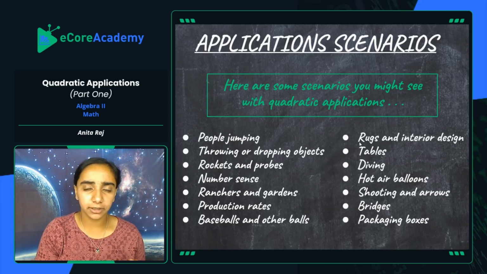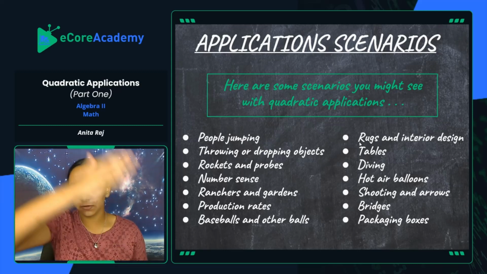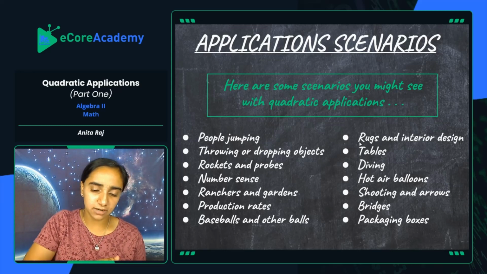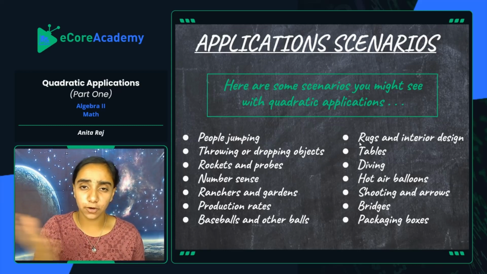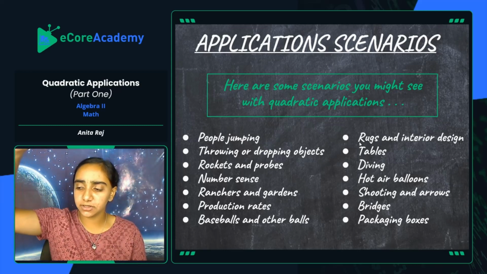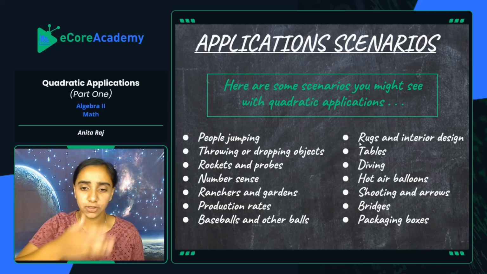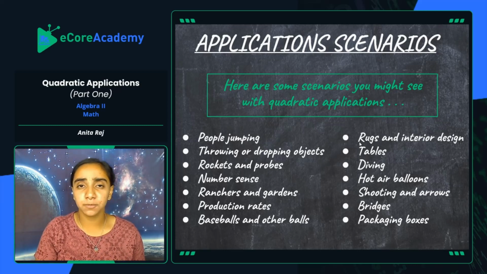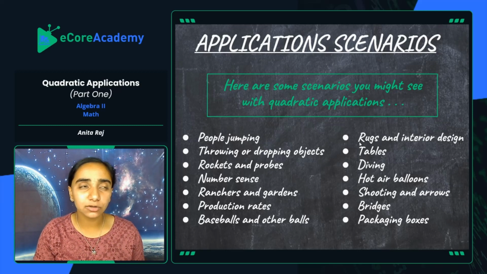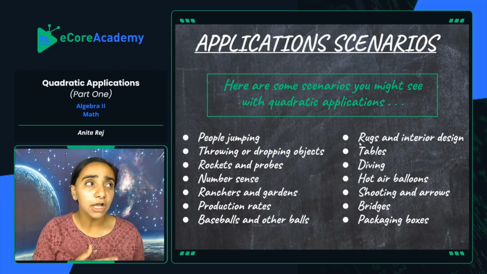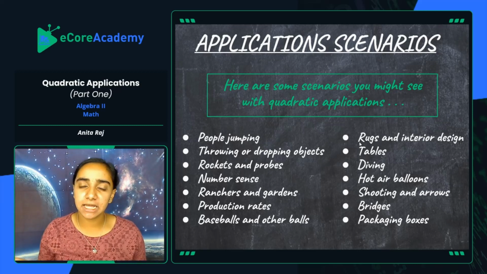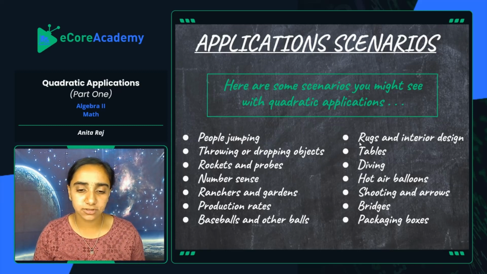Next, you have rockets and probes. So when you send a rocket or a probe into the atmosphere, it forms that parabolic shape because oftentimes they do circle around the Earth, but you're sending it into the atmosphere and then it's going to gradually come back down to Earth. So you're going to see problems with rockets and probes, especially toy rockets or rockets you see in science fairs being launched into the air and then they drop down, where you're just competing for height. So those kinds of things.